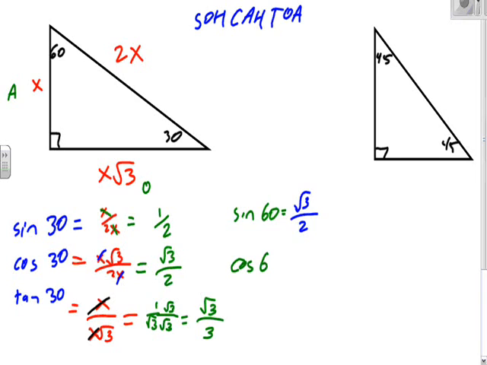Cosine of 60 degrees is adjacent over hypotenuse, x over 2x, which we've already simplified to be 1/2. And tangent of 60 degrees is opposite over adjacent, x square root of 3 over x. So the x's would cancel out, we're just left with square root of 3.